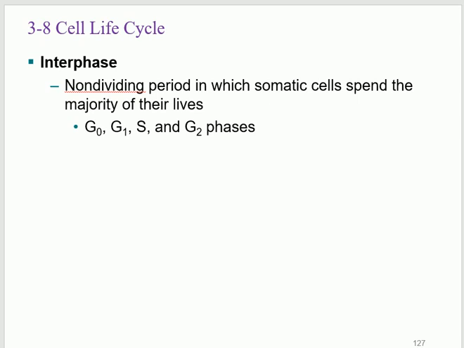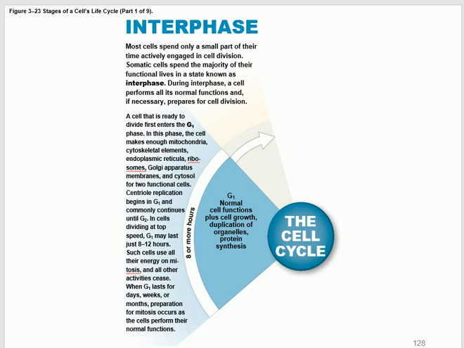So interphase is the majority of the life of the cells, of the somatic cells specifically, where the cells are not dividing. And it is called G0, G1, S, and G2. These are the subdivisions. Okay, so 0 means you're not doing anything. G1, this is where you're going to start. The cells are going to grow, but it will start to duplicate organelles and start to do protein synthesis.